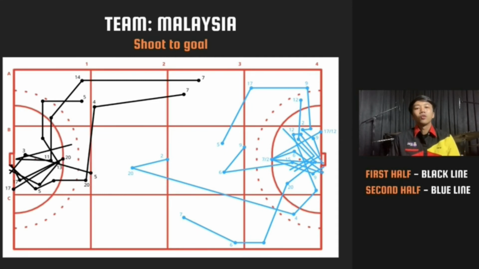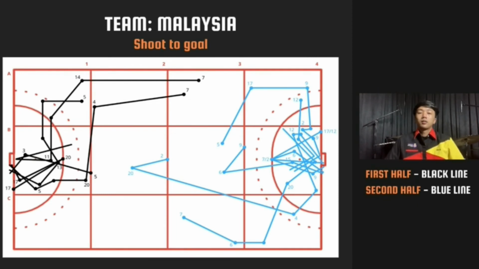For your information, black line represents the first half of the match and blue line represents the second half of the match. There are 14 attempts in total that the Malaysia team made in the match against Thailand on shoot to goal. So there are 14 in total, which is divided into 5 attempts in the first half and 9 attempts in the second half.